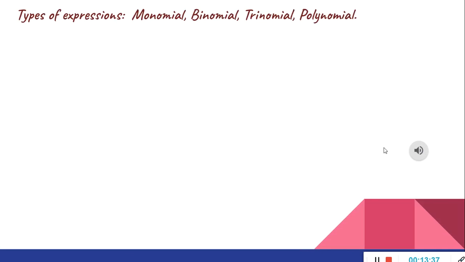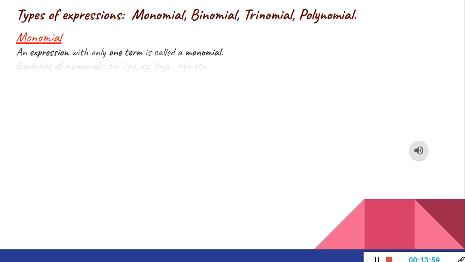Next point is types of expressions. That is monomial, binomial, trinomial and polynomial. According to terms, we can divide the expressions. First is monomial. By name only we can say that mono means one. So a monomial means an expression with only one term. Examples: 6x, 7pq, xy, 9xyz, 4bc, etc.